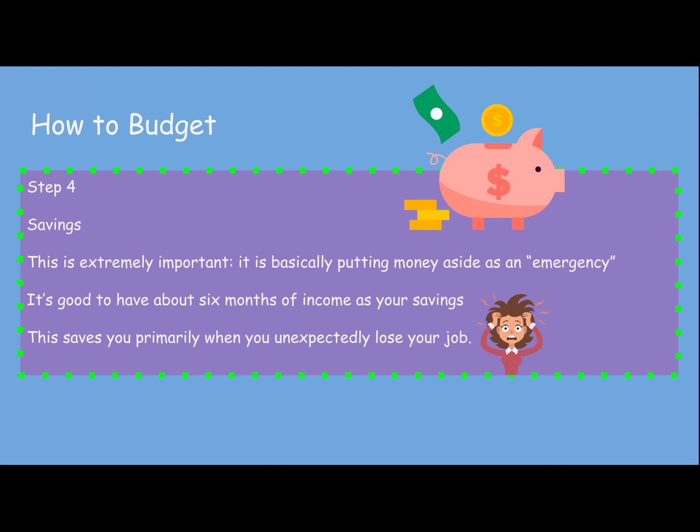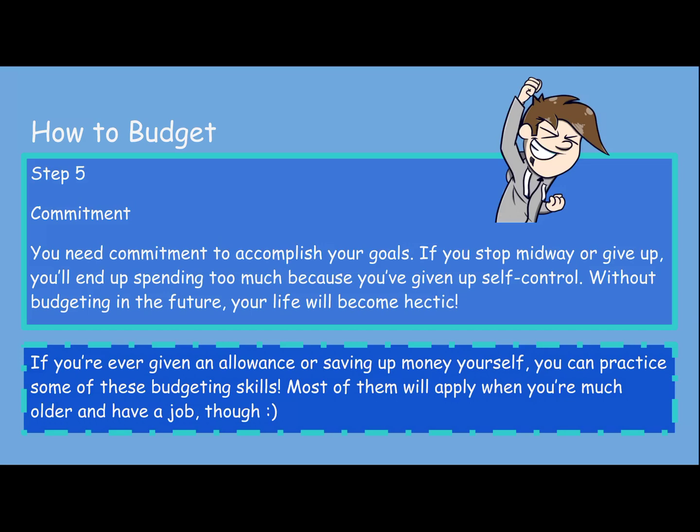Step 4, savings. This is actually really important. It is basically putting aside money as emergency. So savings, it is good to have about 6 months of income for your savings, and this is to save you, most importantly, for when you unexpectedly lose your job. That's very stressful, but if you have a decent amount of savings or money you put aside as emergency, you will be somewhat stable.